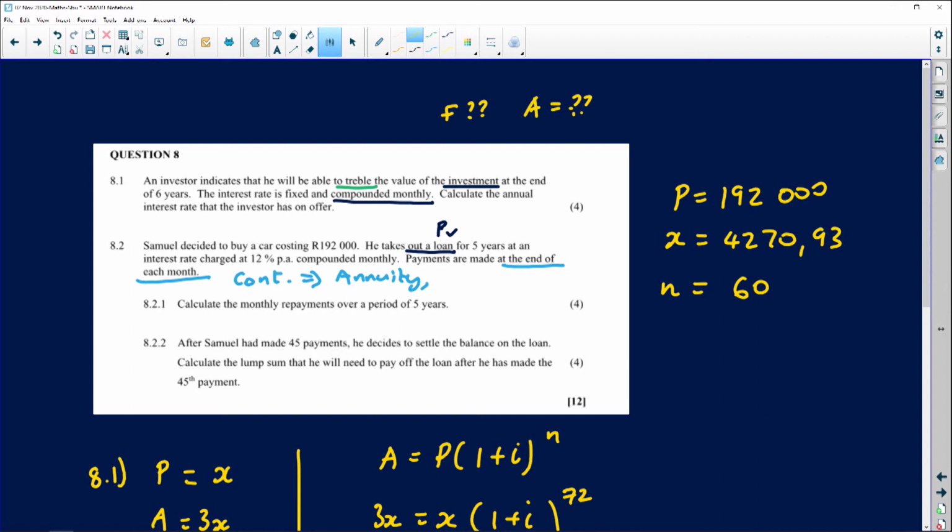But then if you look at this, they're saying to us, instead of paying 60 times, he managed to make payments from the first time.